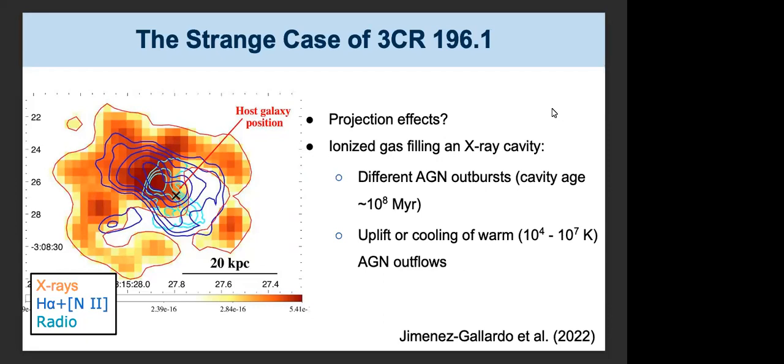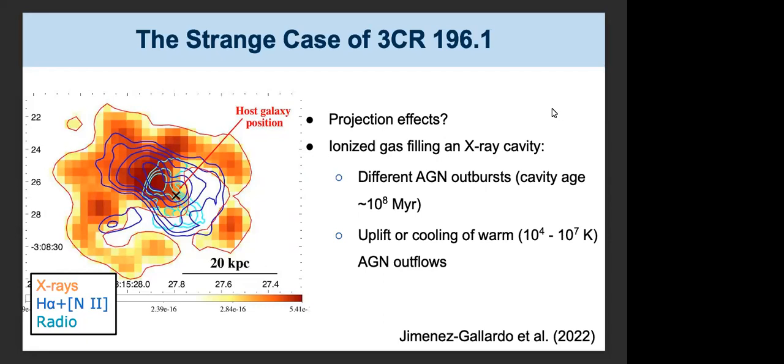On the other side, we could have a case similar to 3C318.1, in which we have the uplift or the cooling of warm AGN during outflows. So the outer filaments are actually supplying ionized gas to the center, and this gas is being uplifted by the radio jet or an outflow and cooling, causing this ionized gas bubble that we see surrounding the radio jet. So 3C186.1 is actually a very cool case of study.